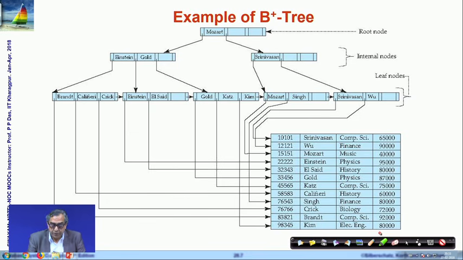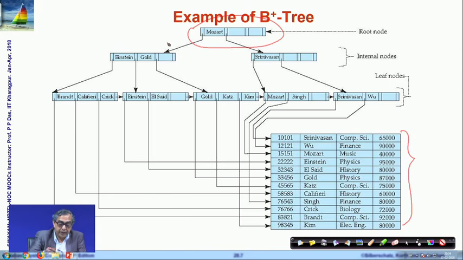Here I show an instance of a B plus tree, which is trying to represent this file in terms of creating indexes, where the index is based on the name. This is the root node, and for an instance we are taking a structure where every node can have 3 data items and 4 links. It could be more, it could be less, but this is just an example.